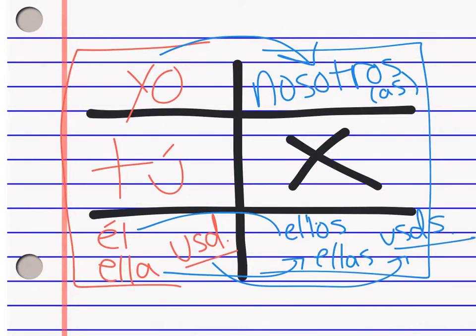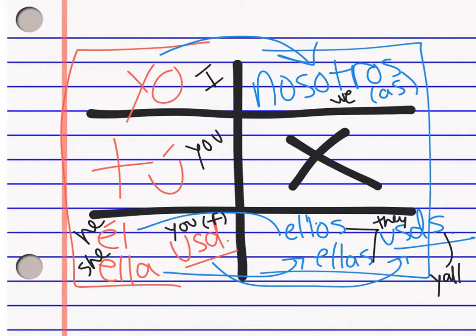So let's look at what these mean in English one more time. Yo means I, tú means you, él means he, ella means she, usted means you in a formal situation, nosotros means we, ellos and ellas both mean they, while ustedes means y'all, which is the plural of you, right? Hey, you all.